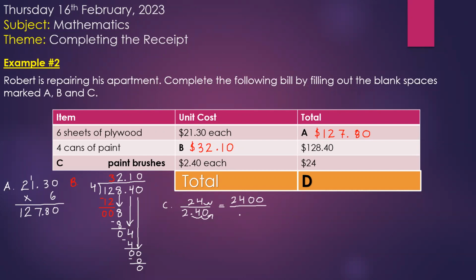0 divided by 2, 4, 0. Here we're going to cancel out. So 2, 4, 0, 0 divided by 240. Remember, we can cancel out. So this cancels with that. So we're left with just 240 divided by 24.